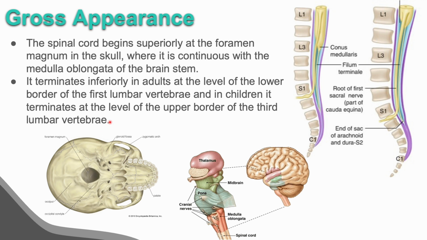So the spinal cord begins superiorly at the foramen magnum in the skull, where it is continuous with the medulla oblongata of the brainstem. So this right here is the brainstem. It is divided into three different parts: the midbrain, the pons, and the medulla oblongata. The spinal cord is continuous with the medulla oblongata, so it is the continuation of the medulla oblongata inferiorly. The spinal cord terminates inferiorly in adults at the lower border of the first lumbar vertebra, and in children it terminates at the level of the upper border of the third lumbar vertebra.